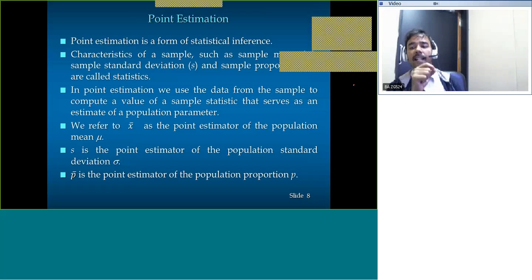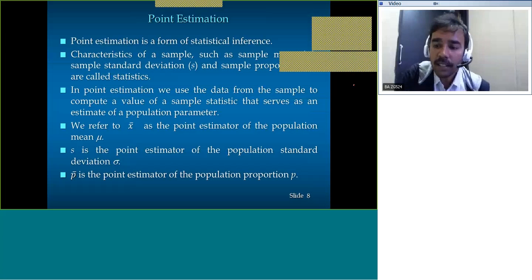And the sample characteristic which we use to estimate the population parameter is known as the estimator, and the value is known as the estimate. I'll repeat: estimation is the process of approximating a population parameter by a sample characteristic known as a sample statistic. Estimator means the sample statistic, and any particular value of a sample statistic is known as an estimate. You should understand the difference between the three words: estimation, estimator, and estimate.